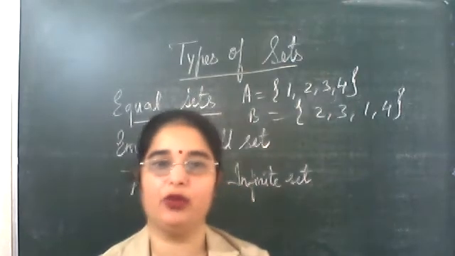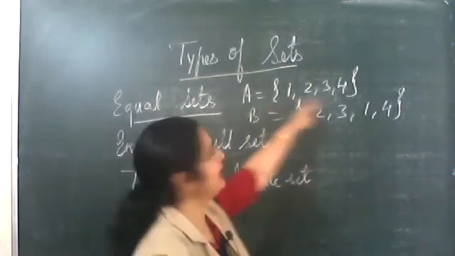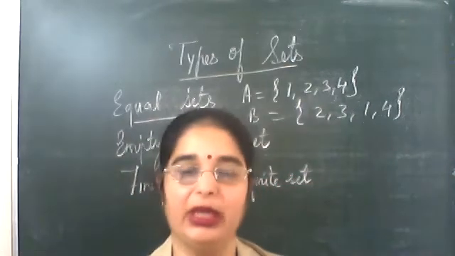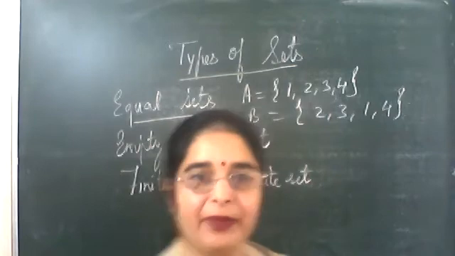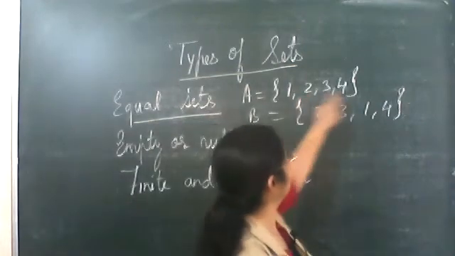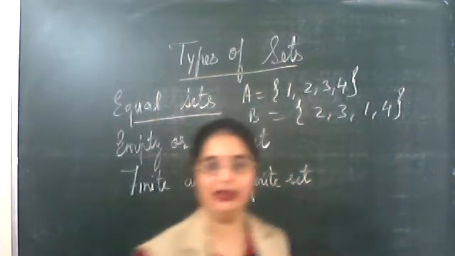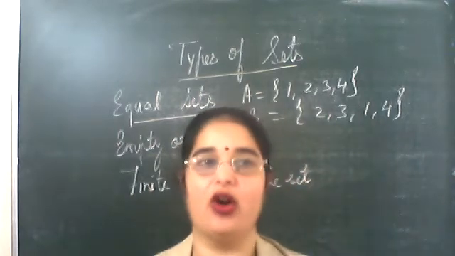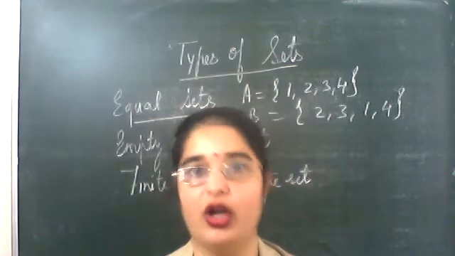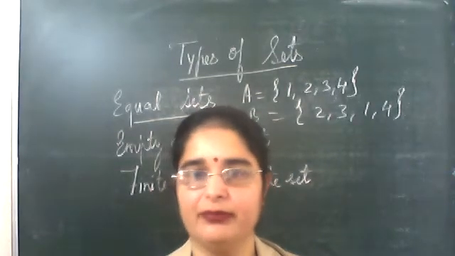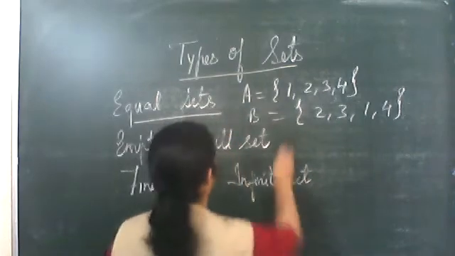Why will they be equal? Because the elements are the same. There is no different element in A and B. A has the elements 1, 2, 3, 4, and B also has the elements 2, 3, 1, 4. We have just changed the order of the elements, but the elements are the same. Is it clear?